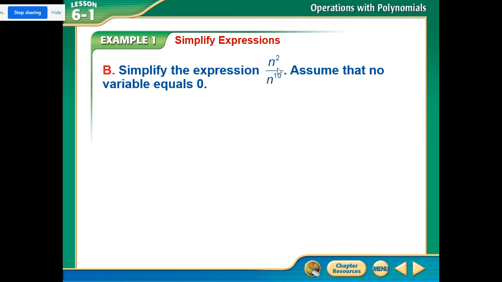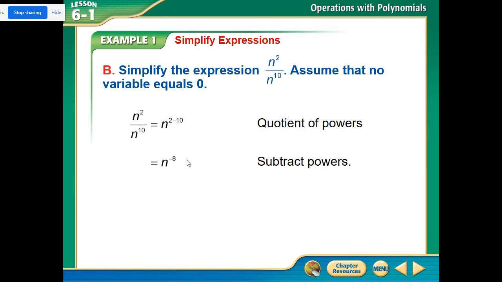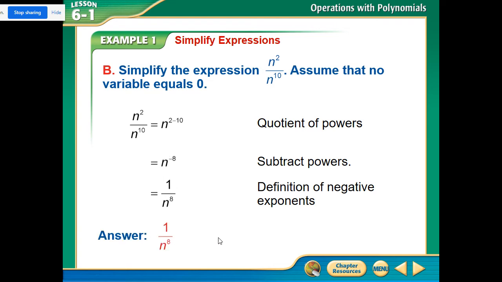Well, what happens if it's in a fraction form? Remember there, we go ahead and we subtract. So we're going to do 2 minus 10. Well, 2 minus 10 is negative 8, and negative 8 goes to the denominator. If there's nothing left in the numerator, we can just put a 1 there just to keep track of it, just like we could put it over 1 if we wanted to, anytime. But this is our answer, 1 over n to the 8th.